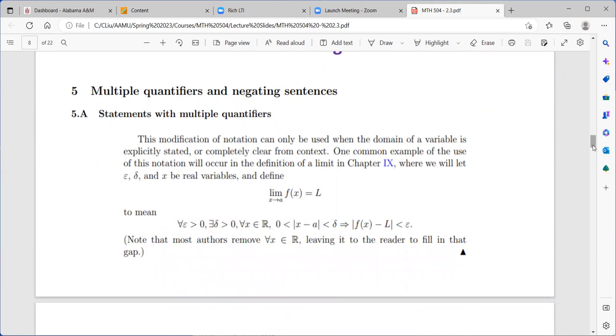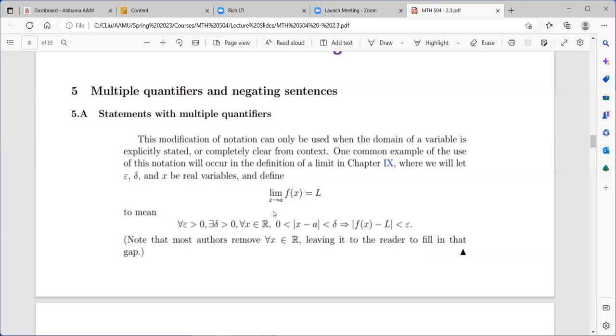So another example of this kind of notation modification is in the definition of the limit of a function. This is the notation for the limit of a function. The limit of function f as x approaches a is equal to L. That is actually defined as this. If you use epsilon-delta notation, this is a short notation for this whole thing.